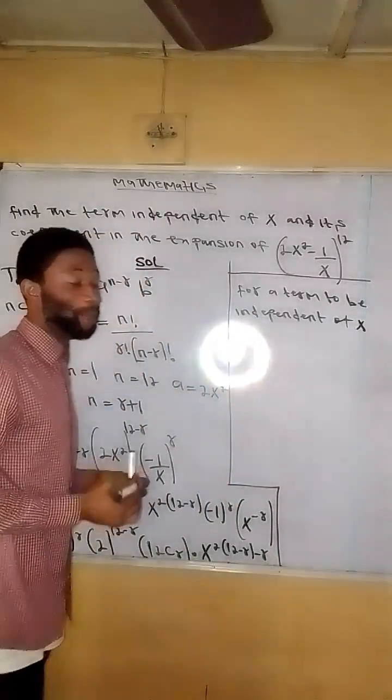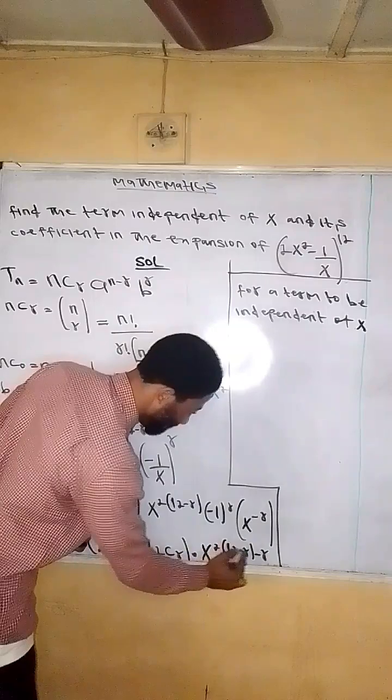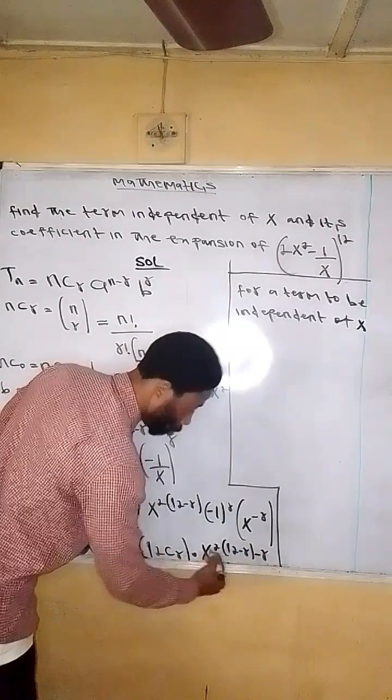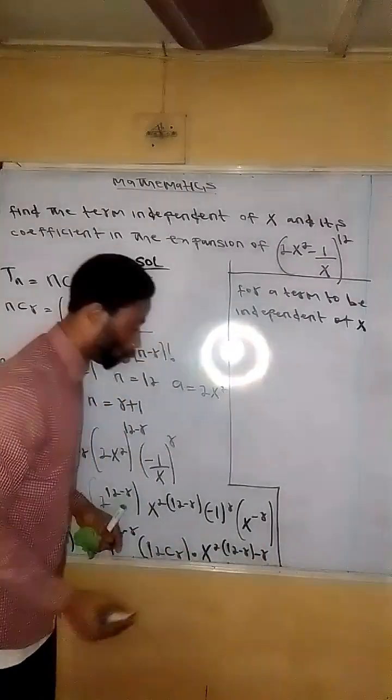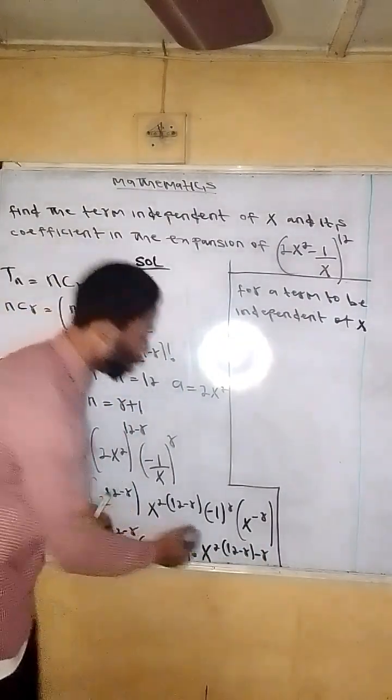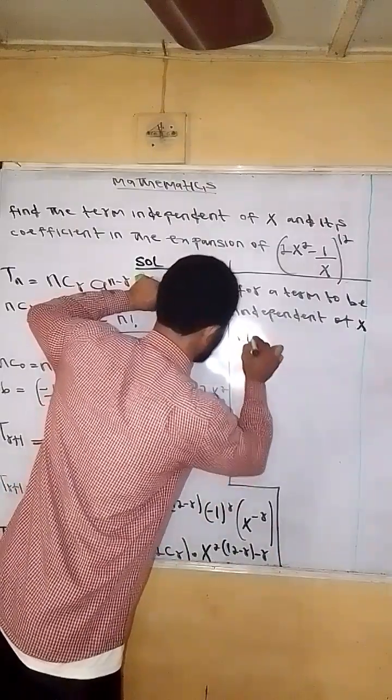For a term to be independent of s, look at this term, we want the power of s here to be 0. The power of s here is 2(12 - r) - r. So we want this power to be 0. So what do we do now? We just equate everything here to 0.